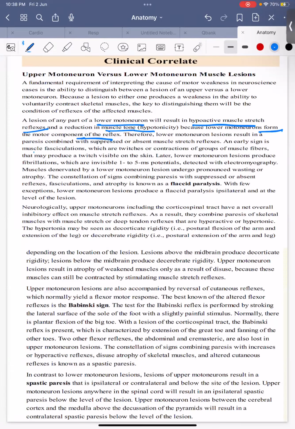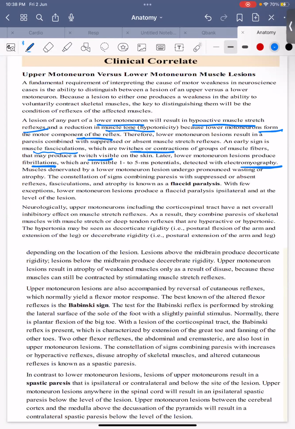Other than that, you have muscle fasciculations, which are twitches of a group of muscle fibers, and you can visibly see those twitches around your mouth, around your face, around your body, in the lower motor neuron region. Okay, sometimes later on it can even develop fibrillation, which you can detect using electromyography.